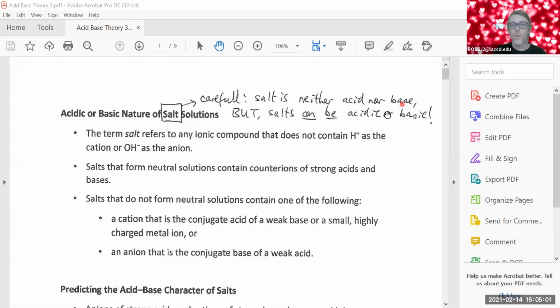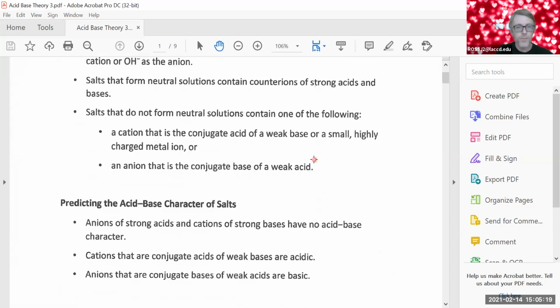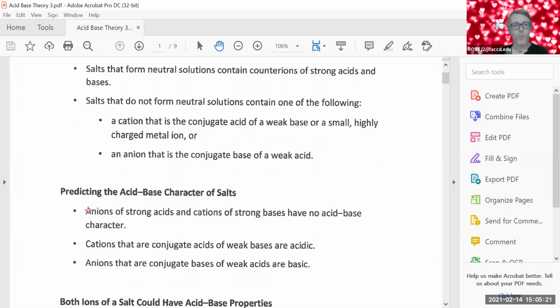So one of the things we're going to do is to look at what it is about certain salts that give them acid-base character. So probably we'll start here. Okay, and this will make sense. So, predicting the acid-base character of salts.